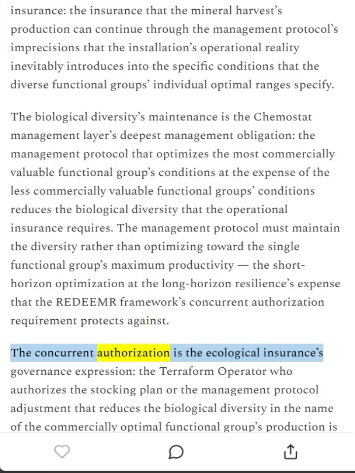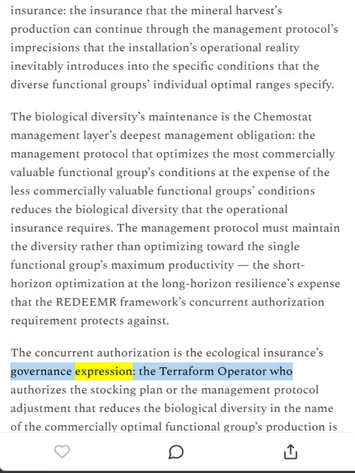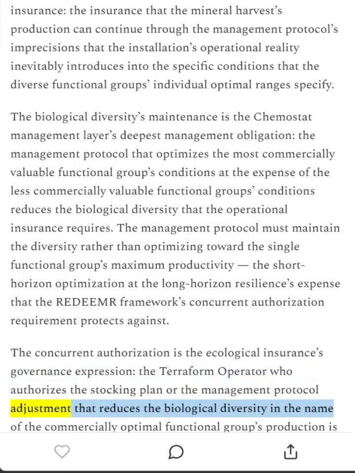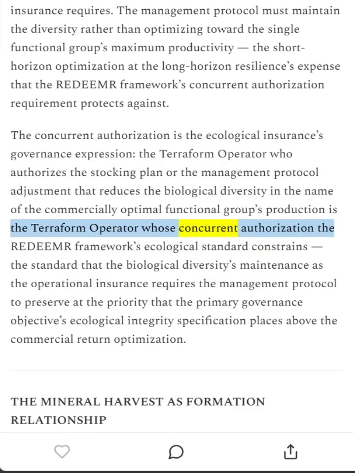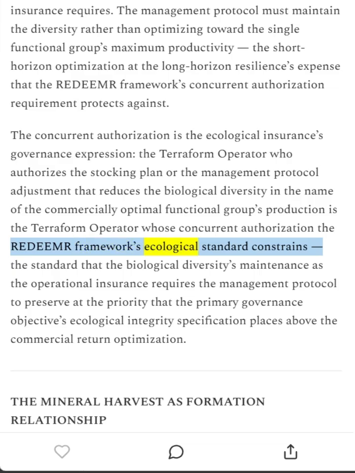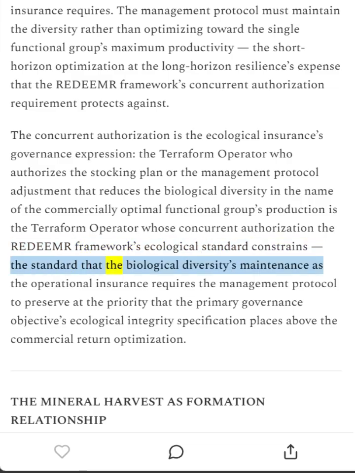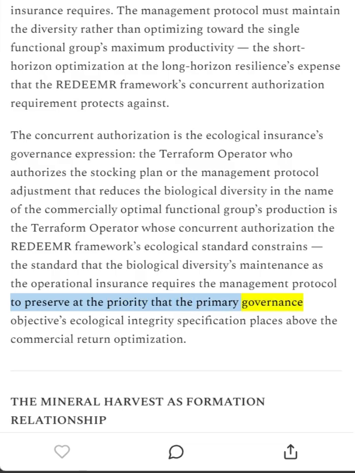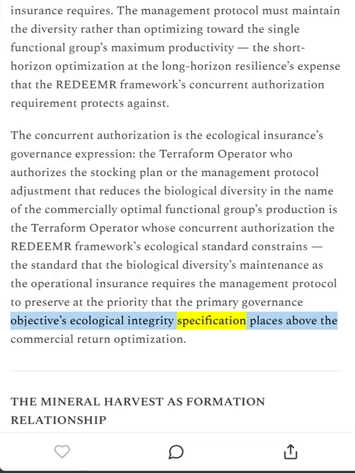The concurrent authorization is the ecological insurance's governance expression. The Terraform operator who authorizes the stocking plan or the management protocol adjustment that reduces the biological diversity in the name of the commercially optimal functional group's production is the Terraform operator whose concurrent authorization the Redeemer framework's ecological standard constrains, the standard that the biological diversity's maintenance as the operational insurance requires the management protocol to preserve at the priority that the primary governance objectives' ecological integrity specification places above the commercial return optimization. The mineral harvest as formation relationship.